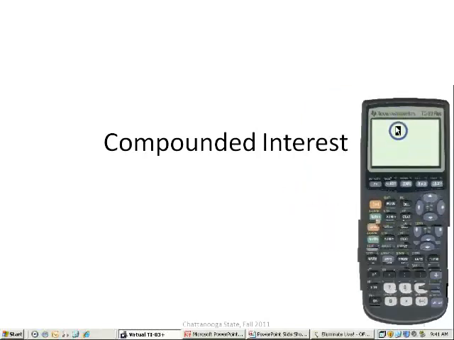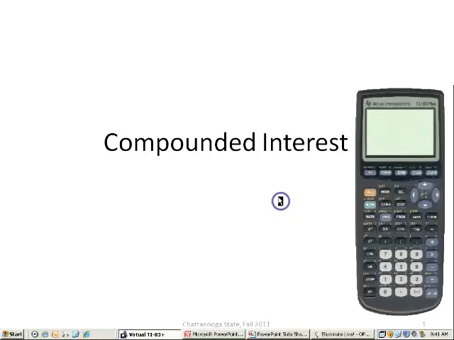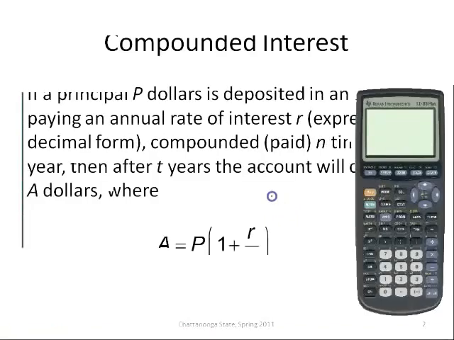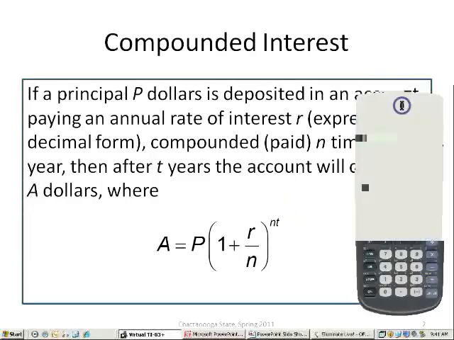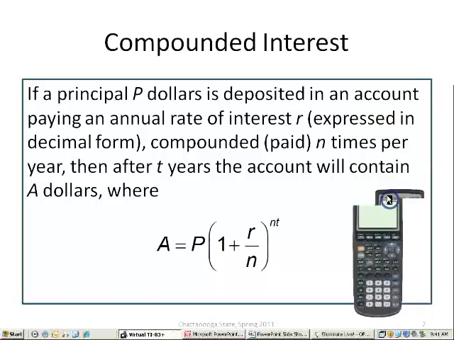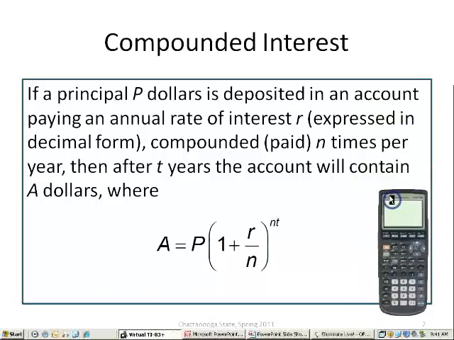Compounded interest, and other applications. We'll make the calculator small here. Compounded interest is what happens when you earn interest on not only the money that you deposit in an account, but you also earn interest on the interest that you've already earned.